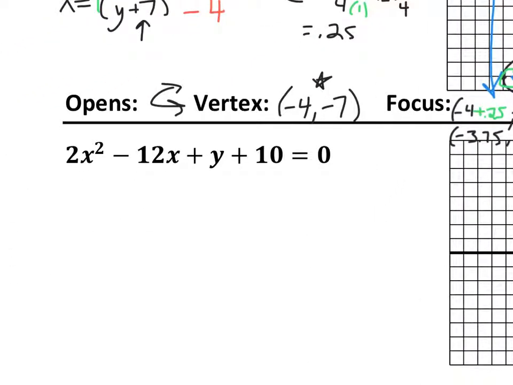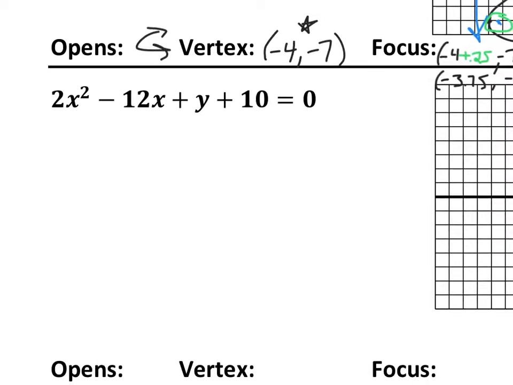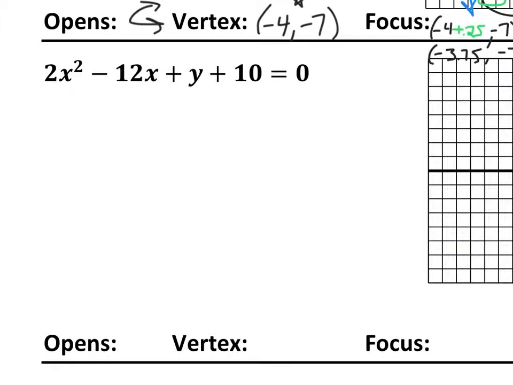Alright, so let's look at this one. This one is different because you don't have the variable isolated on the left already. So I am going to make the choice that since my variable to the first power, y, is already positive, I'm going to move all the other things to the other side. So y equals negative 2x squared plus 12x minus 10. Basically, switch all your signs.